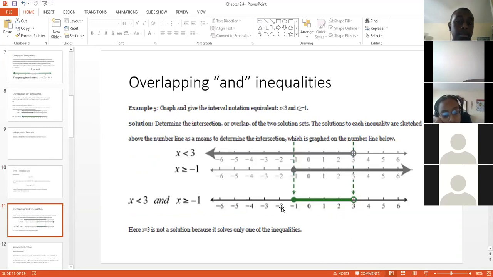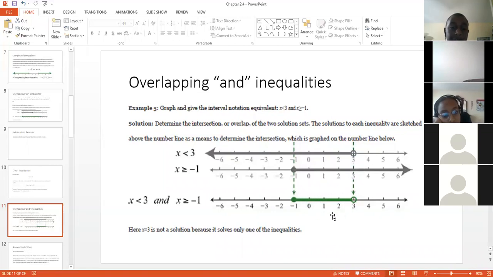Okay, so this is an example of an overlapping and inequality. It says to graph x is less than 3 and x is greater than or equal to -1. This is the same thing that we have here. First you graph x is less than 3: open circle, all the digits to the left of 3. But we also have x is greater than or equal to -1, so all the digits to the right of -1. But this time we're not going to have a union. We're not going to combine them and just say negative infinity to infinity. We're not going in both directions because both conditions must be satisfied.